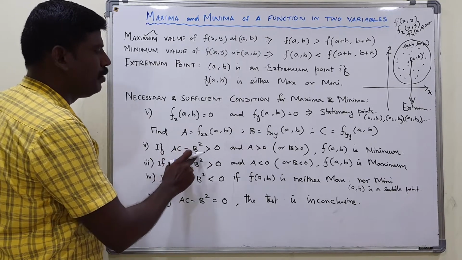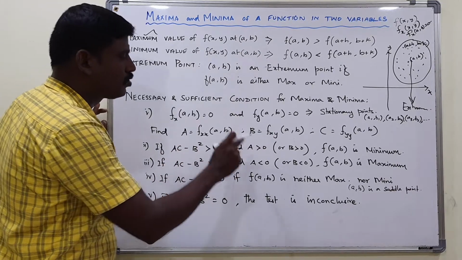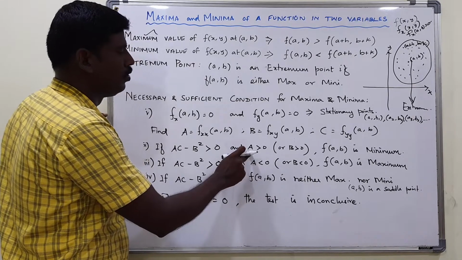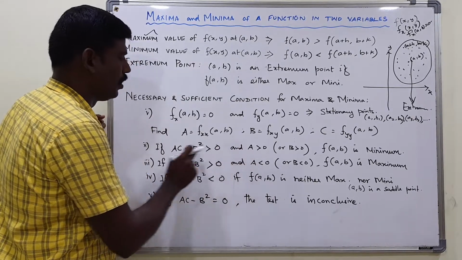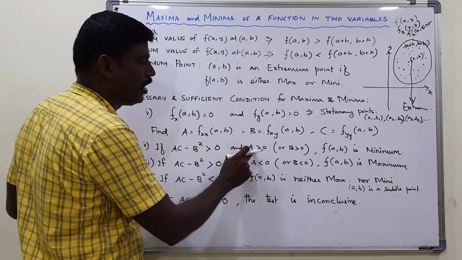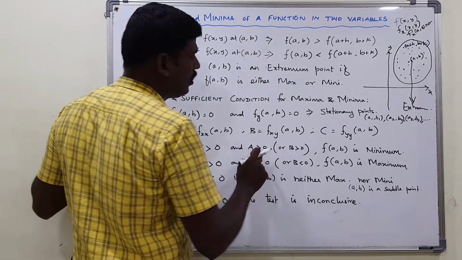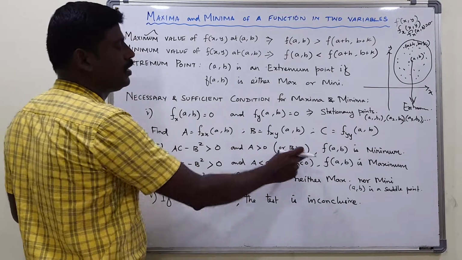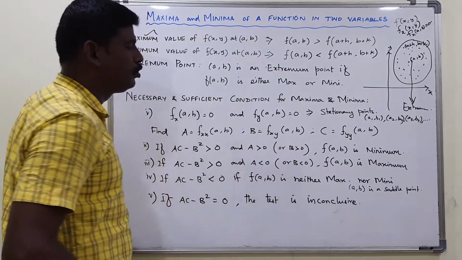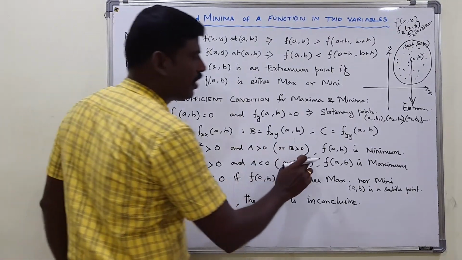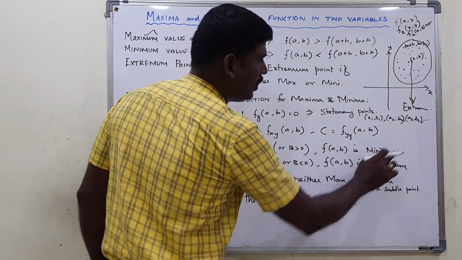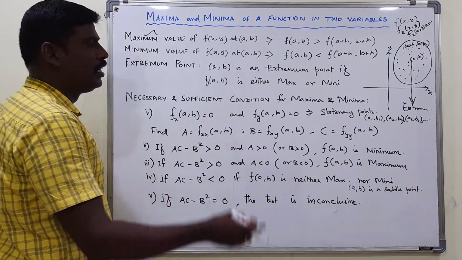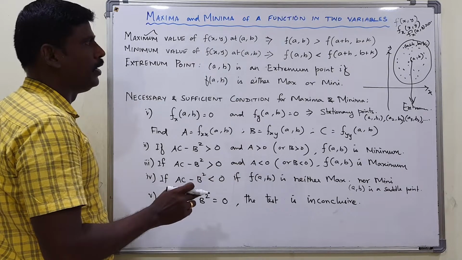If ac minus b square is greater than 0 and also a is greater than 0, so both are positive. At the same time, a is also greater than 0. Or suppose a is not greater than 0, it may be b or c greater than 0. Any one of a or c should be greater than 0. Then we conclude that f of a comma b is a minimum. That means f of a comma b is the minimum point.